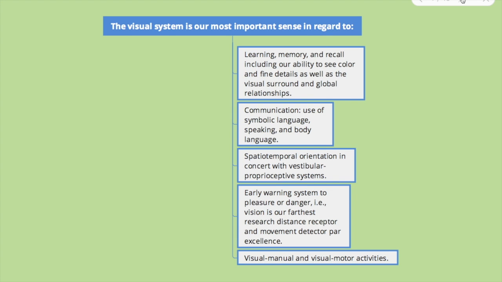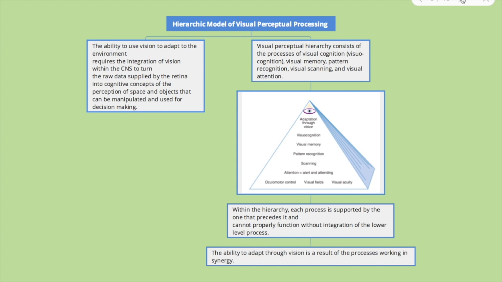The visual system is our most important sense in regard to learning, memory, and recall, including our ability to see color and fine details, as well as visual surrounding and global relationships. It's also for communication, spatial temporal orientation, an early warning system to pleasure or danger, and visual manual and visual motor activities.